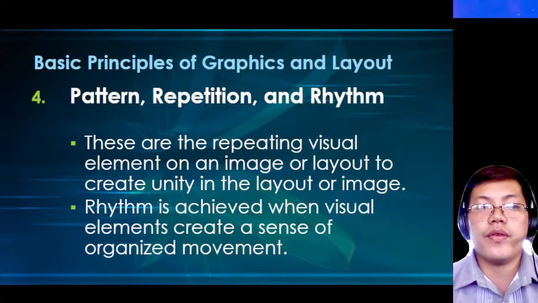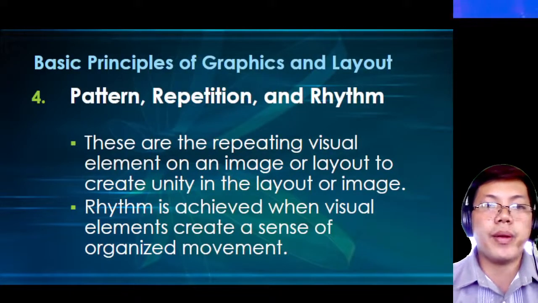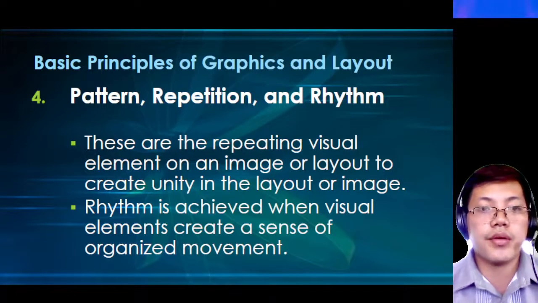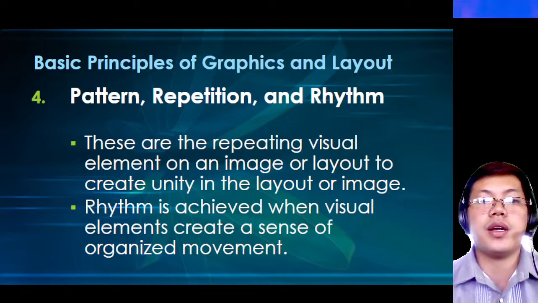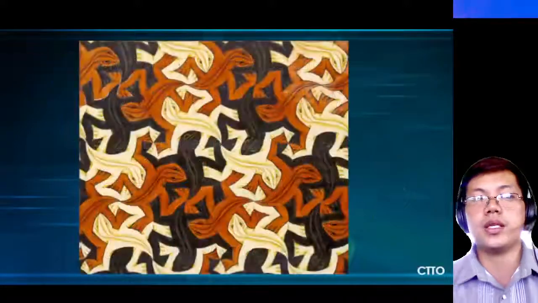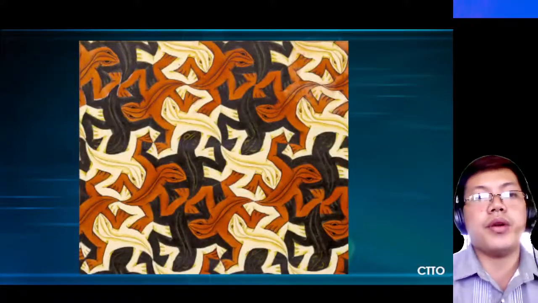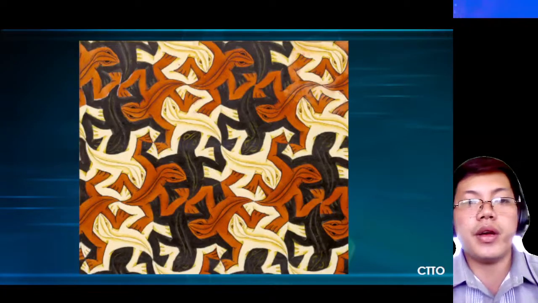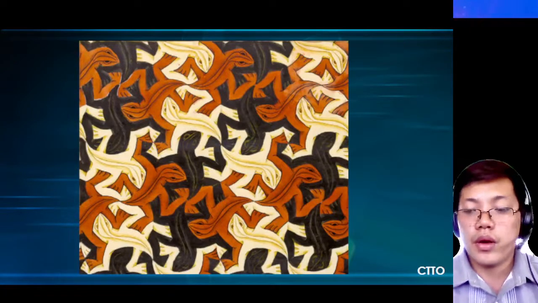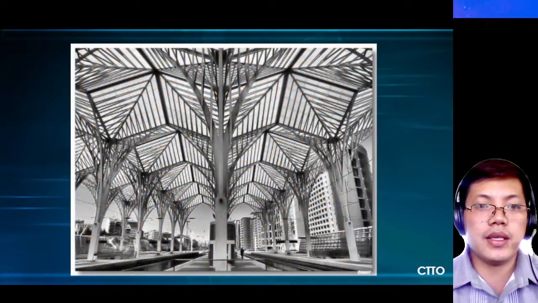All right. So the fourth principle is about pattern, repetition, and rhythm. These are the repeating visual elements in the image or layout to create unity in the layout or image. Rhythm is achieved when visual elements create a sense of organized movement. So you have here repeated images, and somehow it creates an abstract illusion. All right, the same exact thing in here.